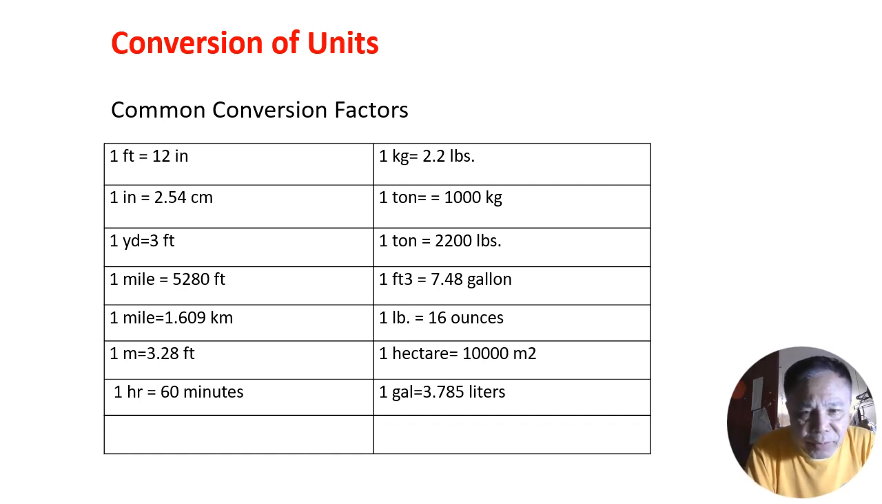Conversion of units. Here are the most common conversion factors used in solid mensuration. You have, for example, 1 foot equal to 12 inches. We have the inches into centimeter, yards, miles, meter. On capacity, you have kilogram, pounds, tons, or in volume, cubic foot, or gallons. Then you have ounces and of course hectares.